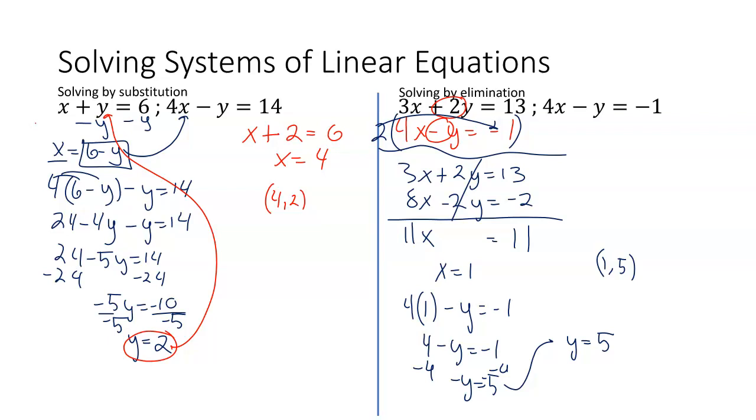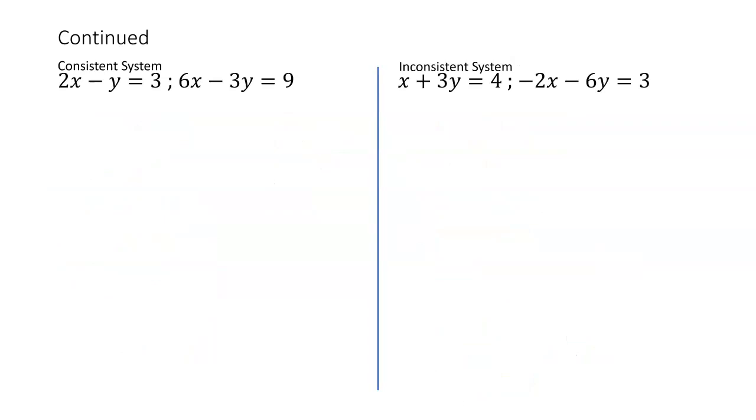Now, the last two things we'll talk about on the next slide are our special cases, consistent and inconsistent systems. It's the same idea that we've seen with the linear equations and the linear inequalities. When we have equations that are the same, we end up with infinitely many solutions. When we have equations that have the same coefficients but the constants are different, we end up with no solution. Okay? So let's take a look at these.